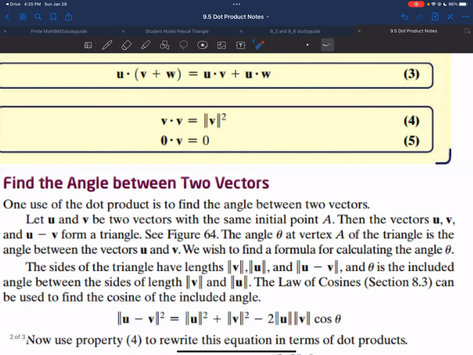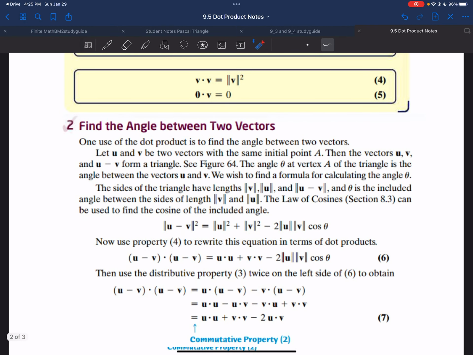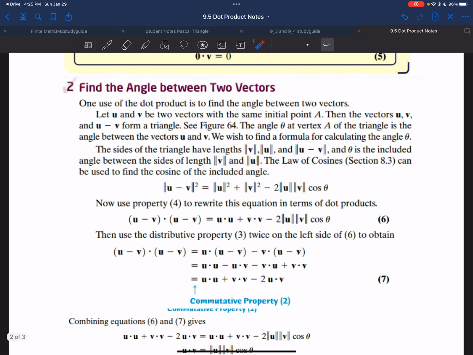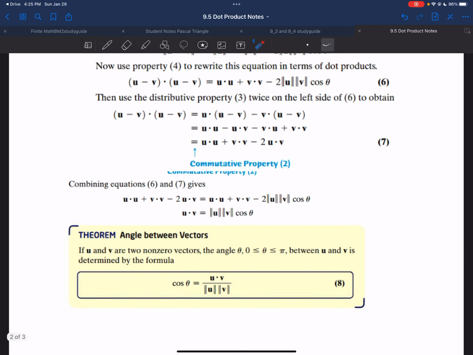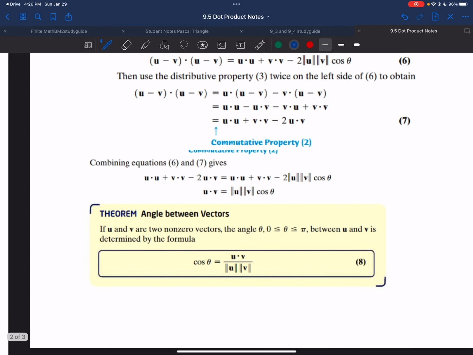All right. Here is the proof that shows you how to get the angle between two vectors using the law of cosines and some algebraic manipulation. So I'm going to let you go ahead and take a look at that. But in the meantime, we're going to focus our energy and time on how we get this value right here. So here's our angle between vectors. This is what comes out of all of that.